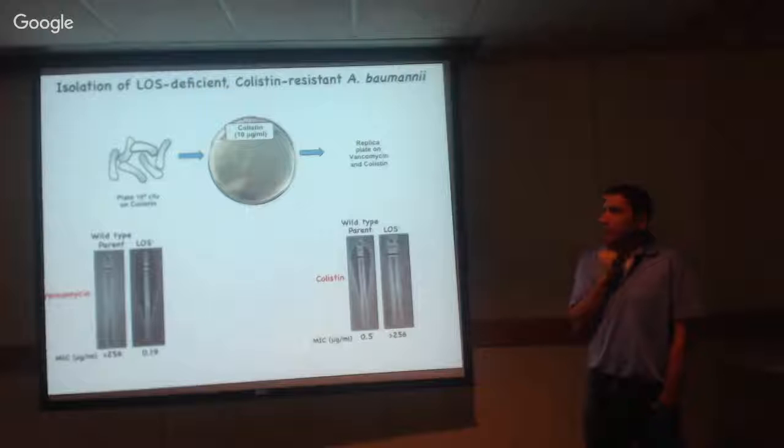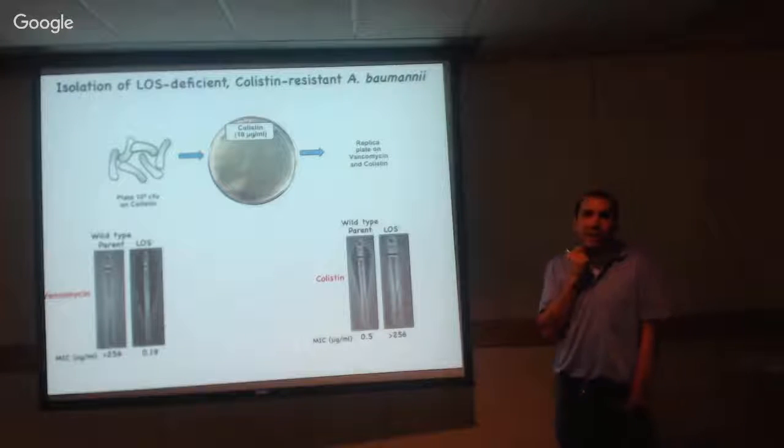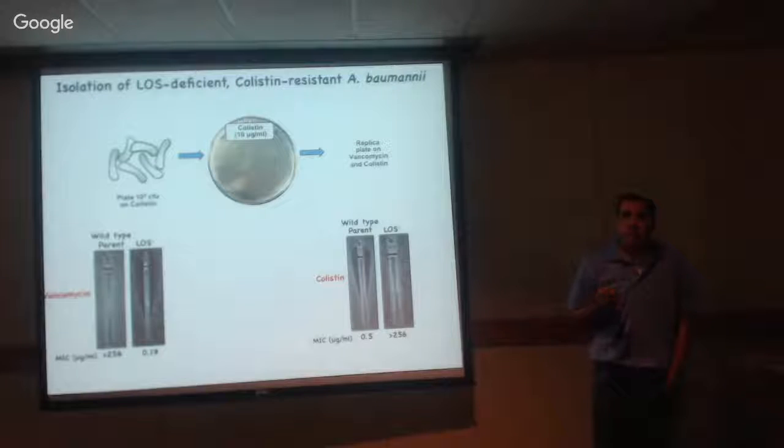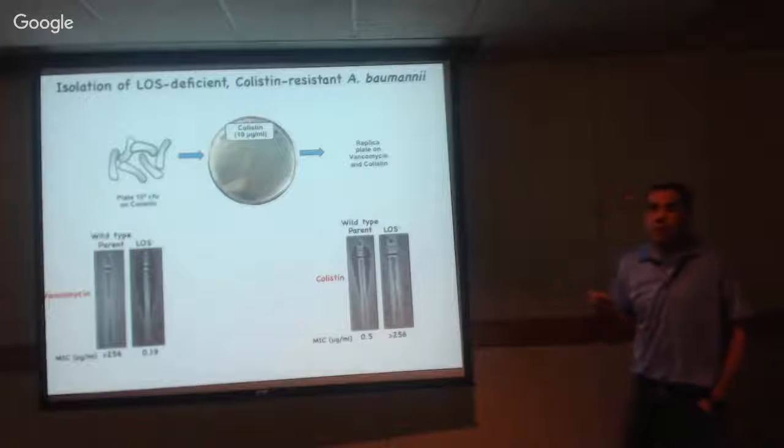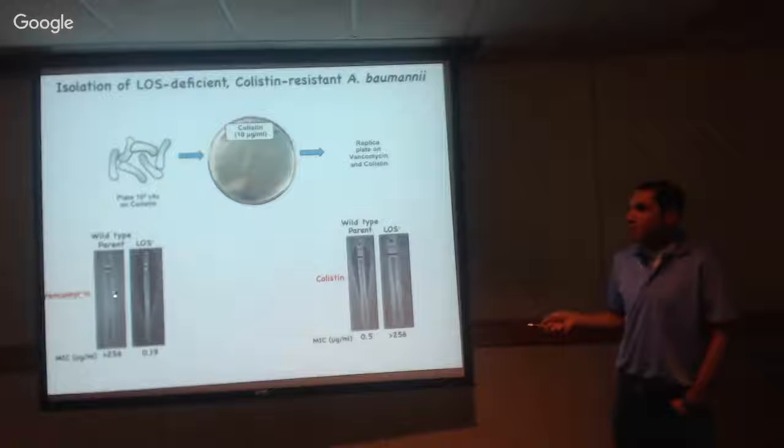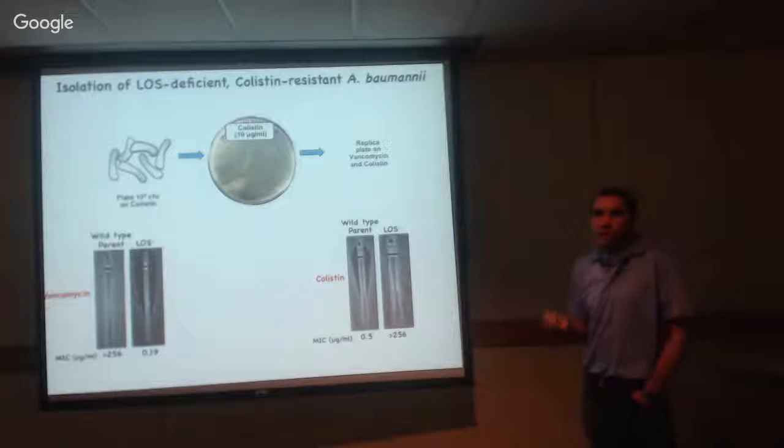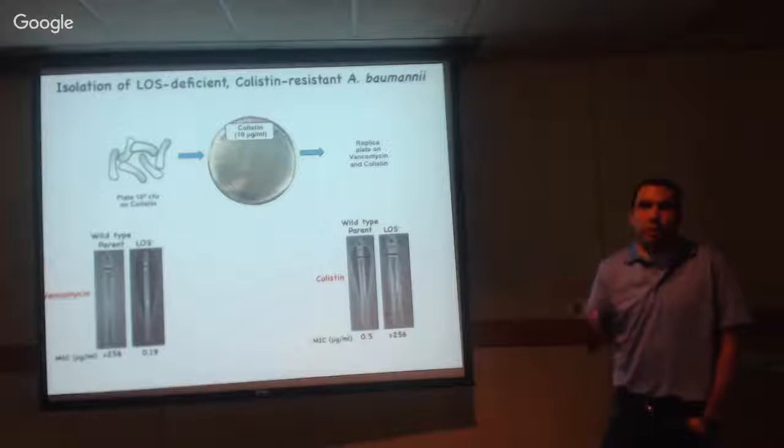Do you know if they can re-evolve colistin resistance? They do, yeah, and I'll talk about that at the very end. But in vitro, definitely, especially if you select for LOS deficient colonies on vancomycin, you can get colonies back that have reverted and are now producing LOS.